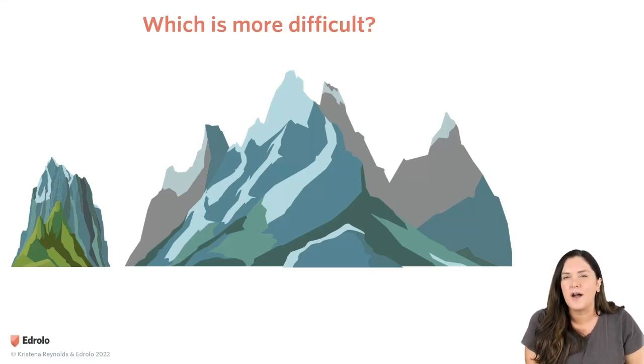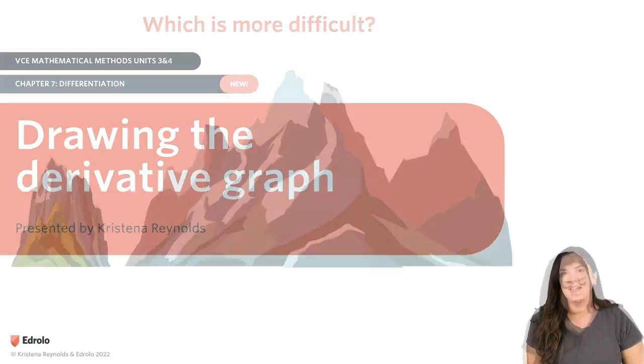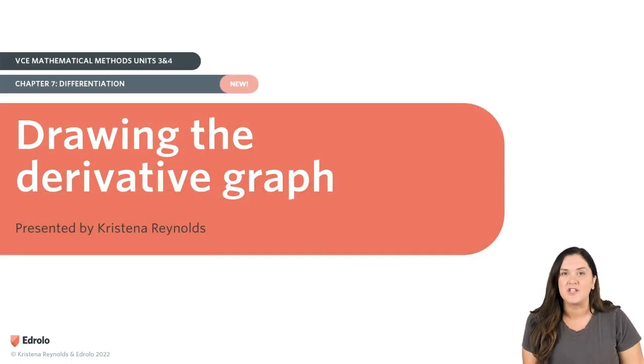Now, do you know what the hardest mountain to climb in the world is? If you're thinking Mount Everest, guess again. It is actually K2, which is on the China and Pakistan border. Now, the reason why it is the most difficult is firstly, the weather conditions are pretty harsh, but also it is very, very steep. In this lesson, we'll be looking at the graph of a derivative function.